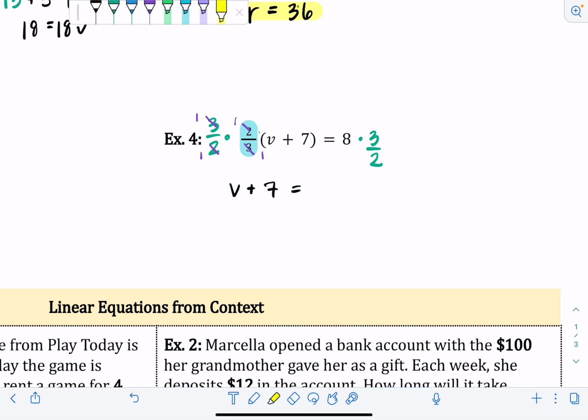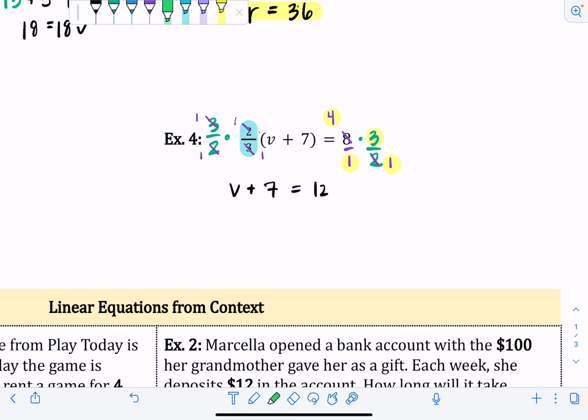And then over here on the right side of the equal sign, I still have that 8 times 3/2. If you want, you can think of the 8 as 8/1. And then we can do some cross canceling again. So the 8 and the 2, if I divide both by 2, the 2 would become a 1 and the 8 would become a 4. And then I can multiply 4 times 3 to get 12. And then in the denominator, 1 times 1 is just 1, so I don't need to write the 1 in the denominator.